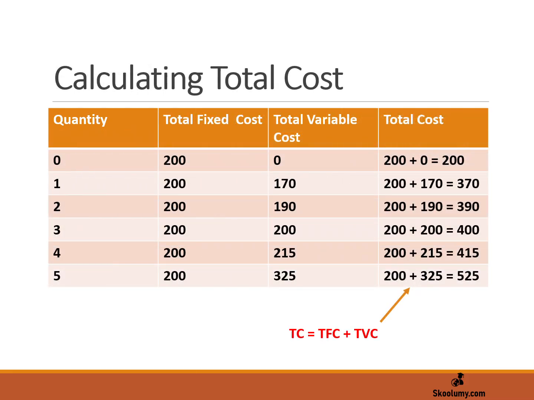Calculating total cost. Total cost is the sum of total fixed cost and total variable cost. For output 0, total cost is 200 plus 0, 200. At 2, total cost is 200 plus 190, which is 390. At 4, total cost is 415, the sum of 200 and 215. At output 5, total cost is 200 plus 325, which is 525.